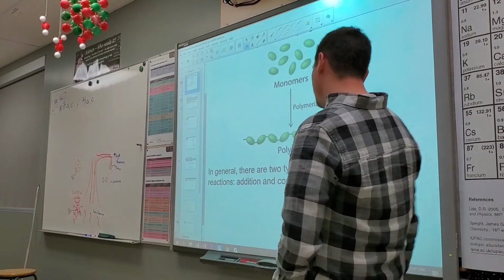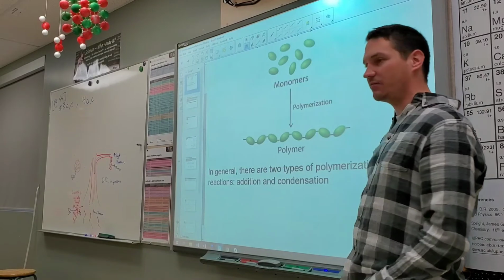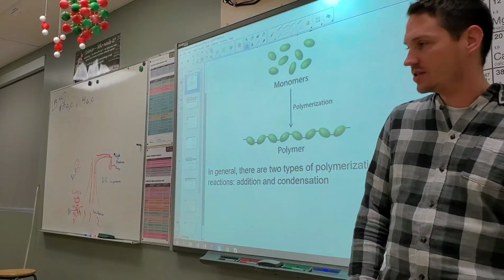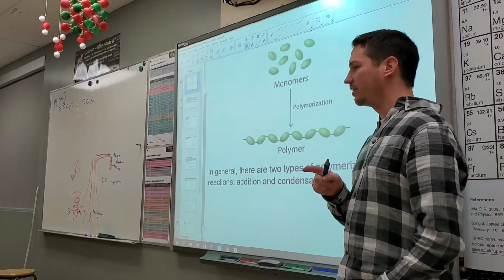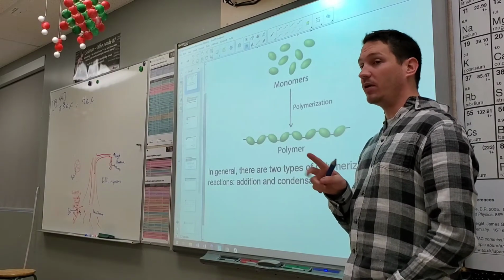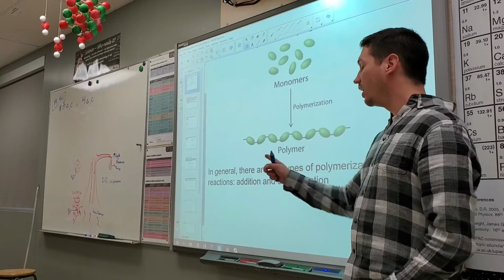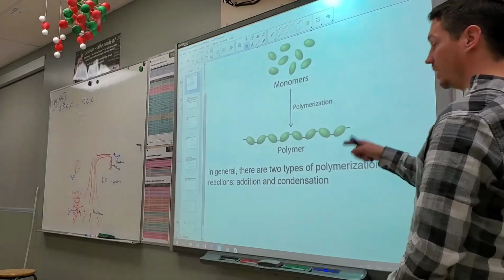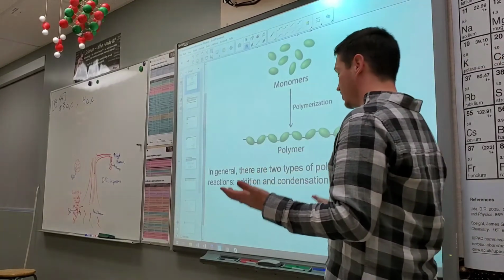In general, there are two types of polymerization reactions. There's addition reactions. Have we ever talked about addition reactions before? What do addition reactions have to start with? You have to start with either double bonds or triple bonds, right? So an addition polymerization reaction is going to start with double bonds or triple bonds.